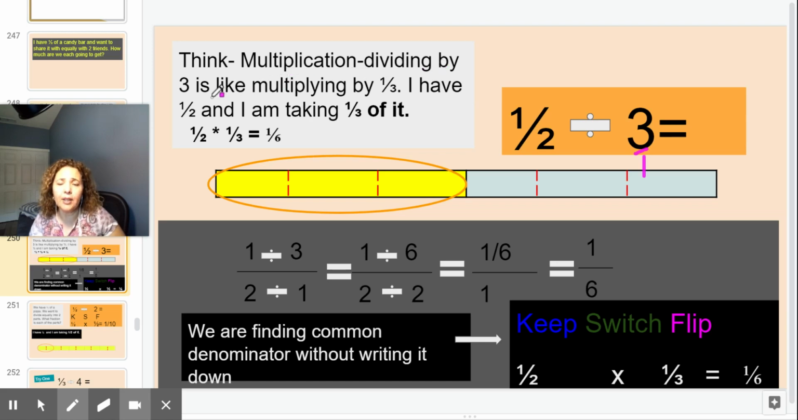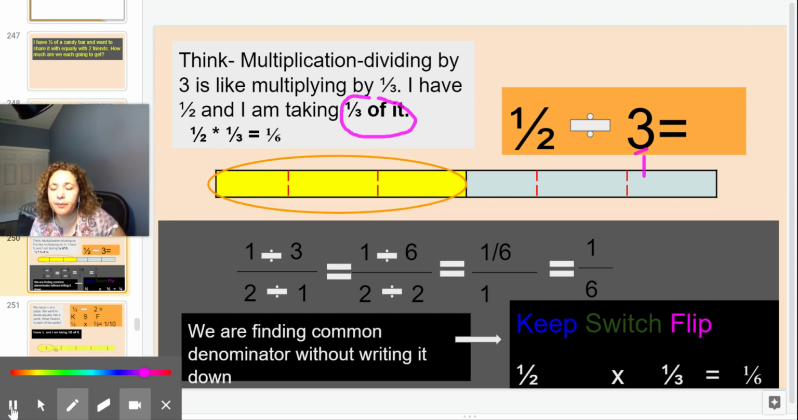Another way to think about it is to think multiplication, right? Dividing by 3 is like multiplying by 1/3 because you're getting a third of it. So it's the opposite operation, because they're inverses. It's the same thing as 1/2 times 1/3, which is 1/6. Just another way to think about it and look at it.